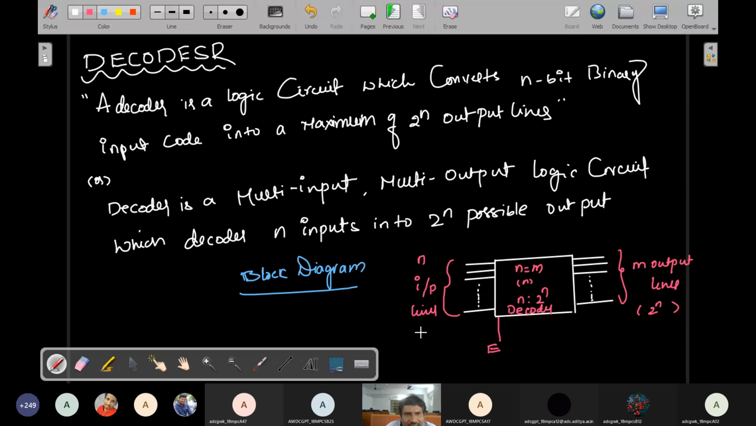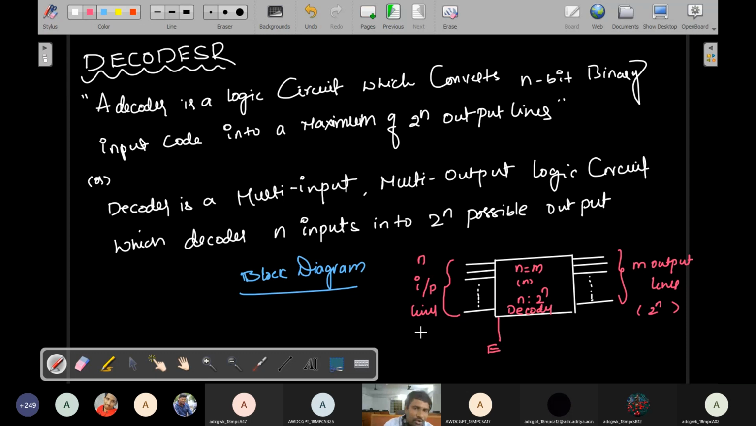Okay. So a decoder is a logic circuit which converts n-bit binary input code into a maximum of 2 power n output lines, that is called the definition of decoder. Otherwise, you can write decoder is a multi-input, multi-output logic circuit which decodes n inputs into 2 power n possible outputs. So this is also one important definition.